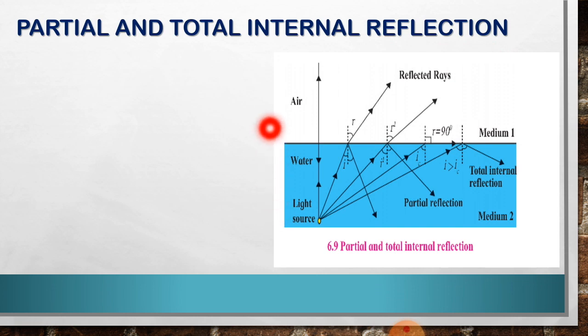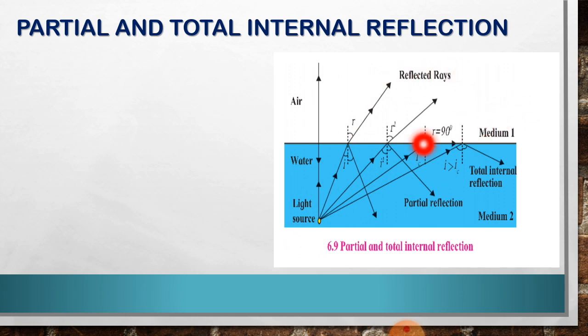Here you can see air is the first medium. Which medium is this? Air, which means a rarer medium. And here you can see water. This is medium number 2, and water is a denser medium. Here the source of light is situated over here. This yellow color you can see is called the light source. Then these are the reflected rays which we are going to see next.